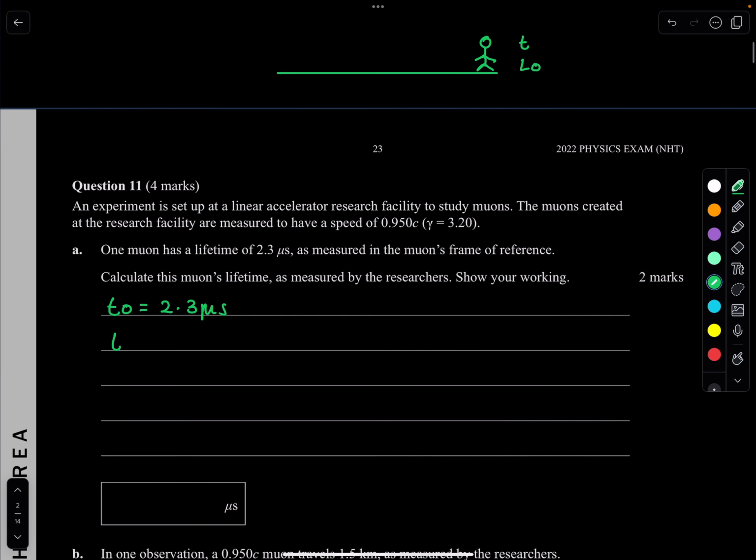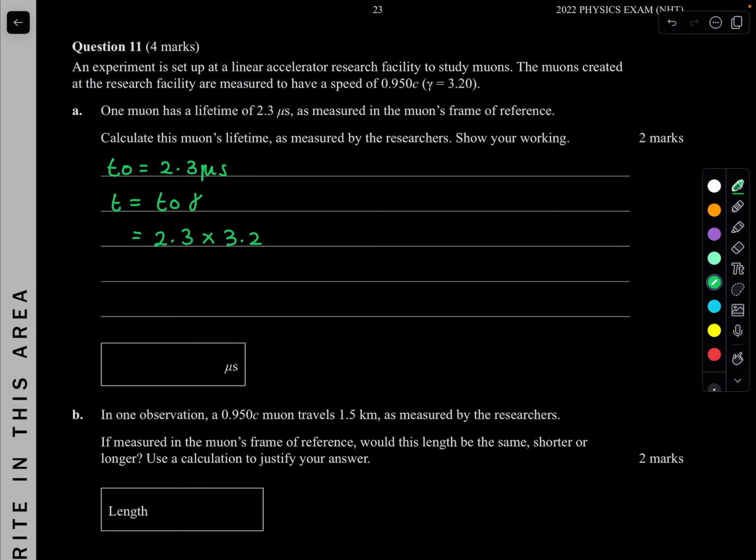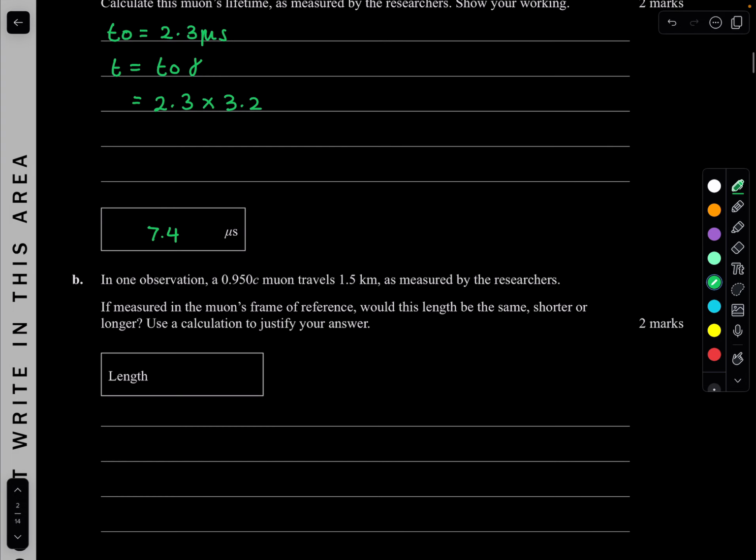So just leave it the same. And we want to calculate the time that's dilated, which is proper time times your gamma. So it's basically 2.3 times 3.2. Oops, I made a mistake. 2.3 times 3.2 gives me, to two significant figures, 7.4 microseconds. So let's write that down. 7.4.